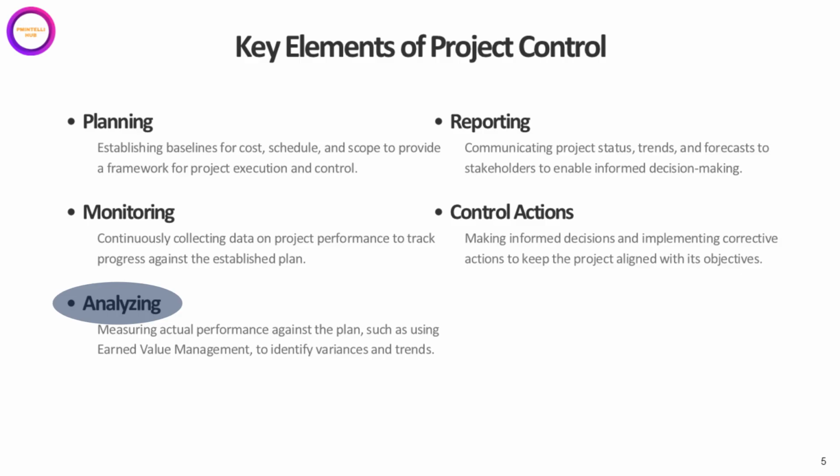Here, we measure actual performance against the plan. Techniques like earned value management are used to identify variances and emerging trends. Reporting is crucial for communicating the project's status, any trends, and forecasts to stakeholders. This empowers them to make informed decisions. And finally, control actions. Based on the analysis and reporting, we make informed decisions and implement corrective actions to ensure the project stays aligned with its objectives.